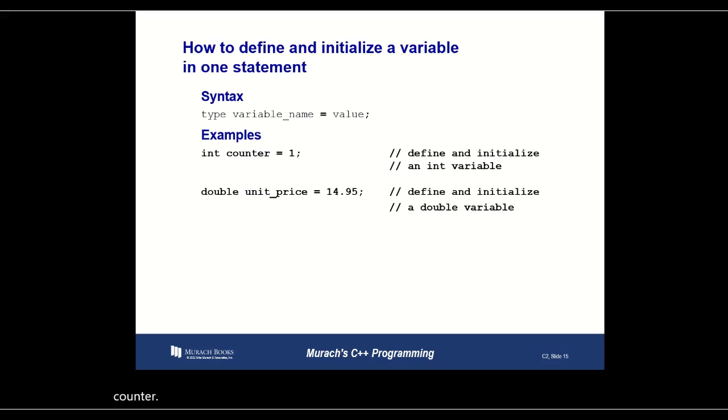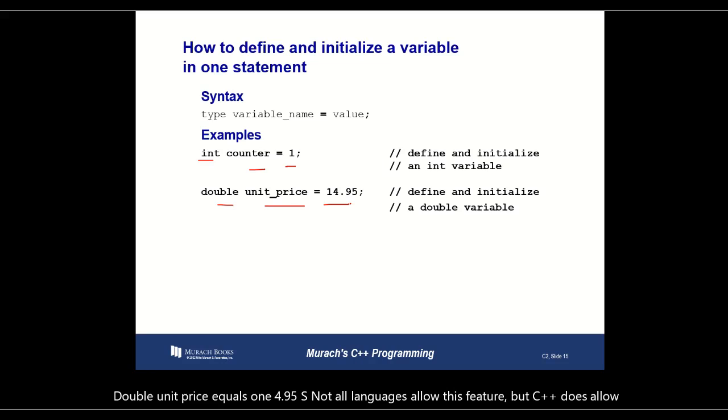Okay? You can do it in a single line as well. You can write int counter equals 1, double unit price equals 14.95. Not all languages allow this feature, but C++ does allow this feature. This is a flexibility, one of the flexibilities in C++.